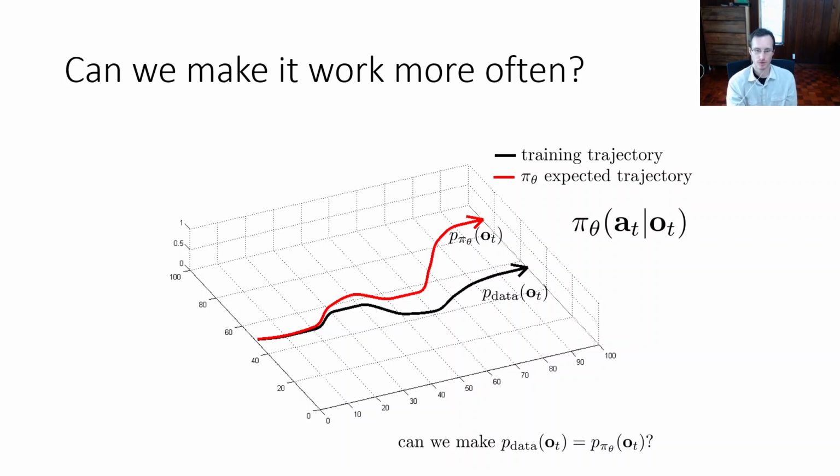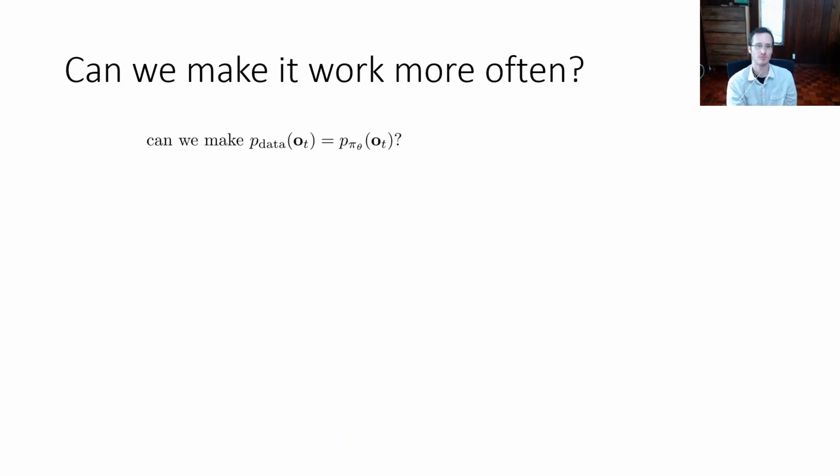But can we go the other way around? Can we instead change p data so that p data better covers the states that the policy actually visits? Okay, how can we make p data be equal to p pi theta? Well, of course, if we're changing our data set, we're introducing some additional assumptions. So we're going to be actually collecting more data than just the initial demonstrations. And the question then is which data to collect. And that's what DAgger tries to answer.